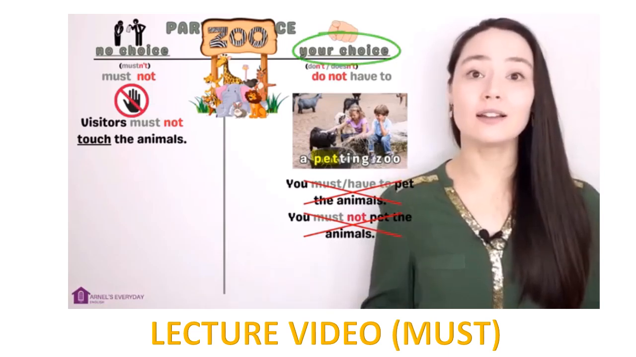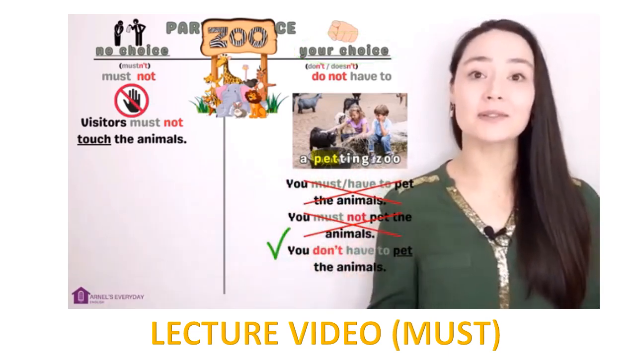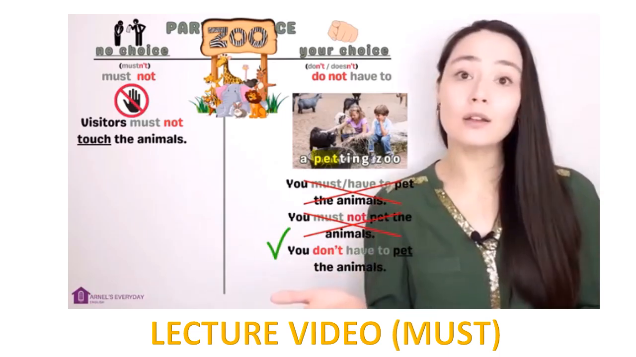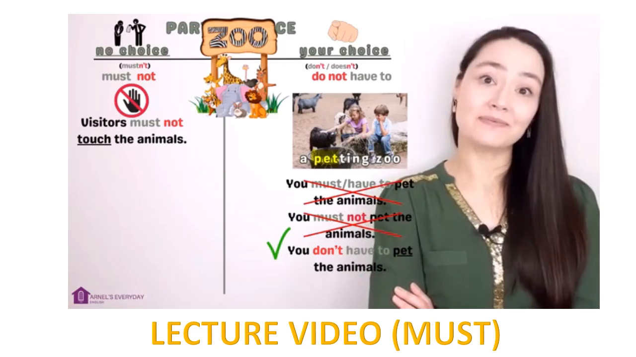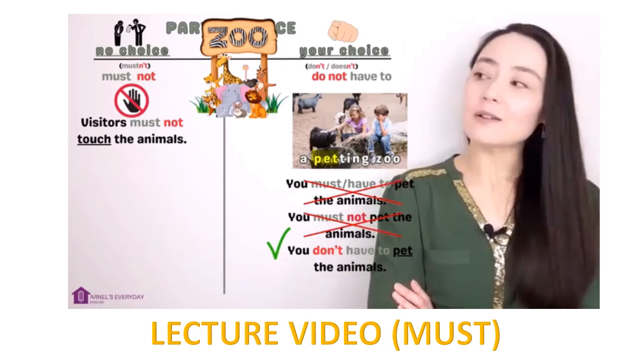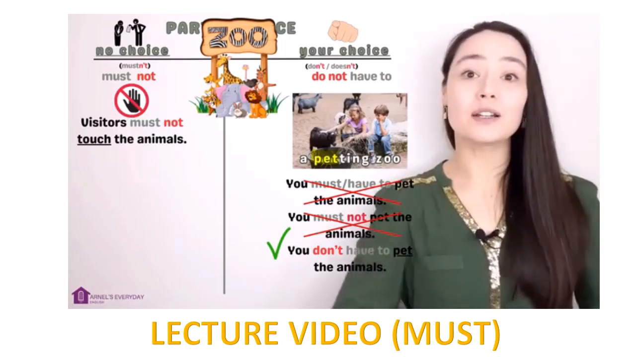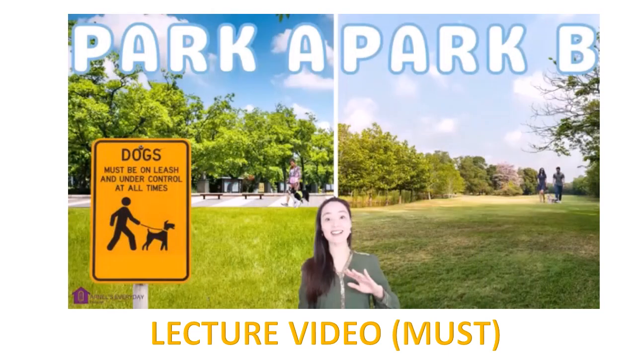We can say, you don't have to pet the animals. You can pet them if you want, or you can just look and take pictures. It's your choice. I want to give you another example. Let's compare two different parks. It's a sunny day. It's the perfect day to take your dog out. In Park A, we can see a sign. Dogs must be on leash and under control at all times.